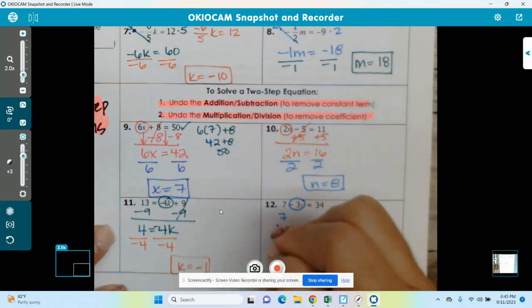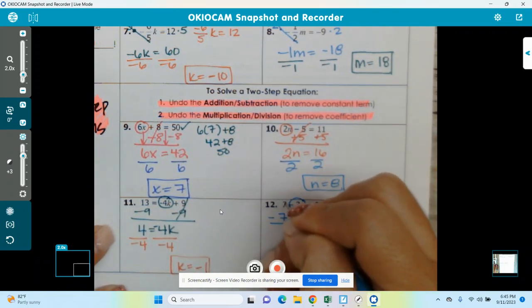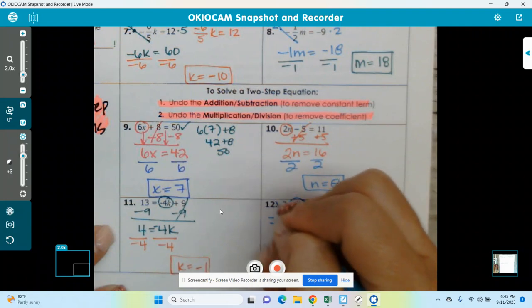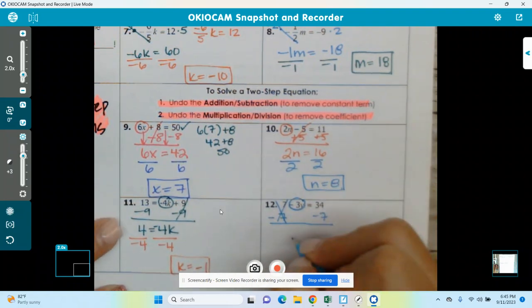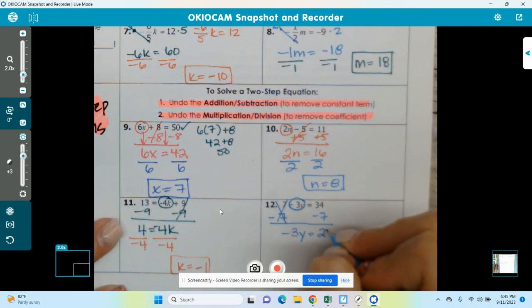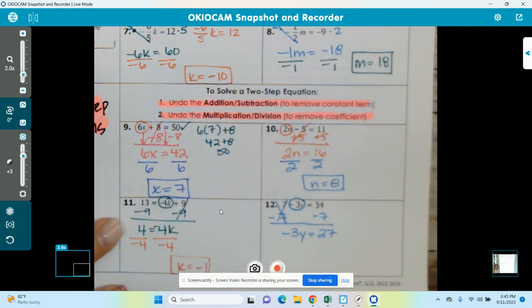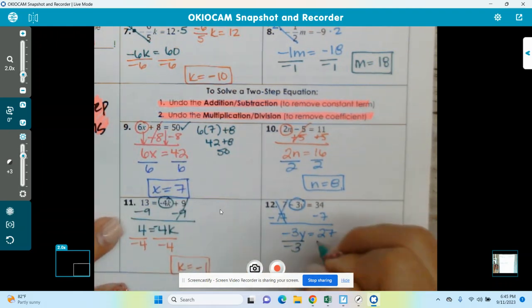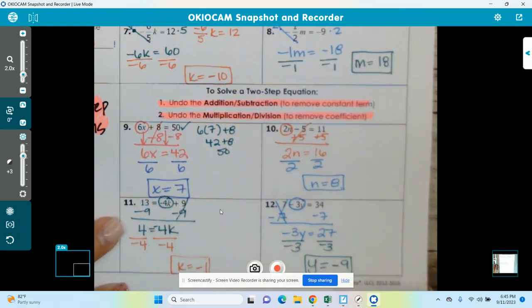I need to cancel these. So in order to do that, I need to subtract. That's a positive 7. I need to subtract 7. Okay, so negative 3y equals 27. And then we're going to divide by our negative 3, and y should equal negative 9.